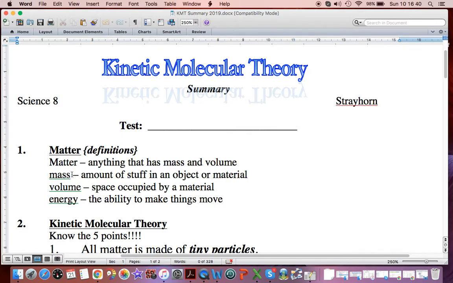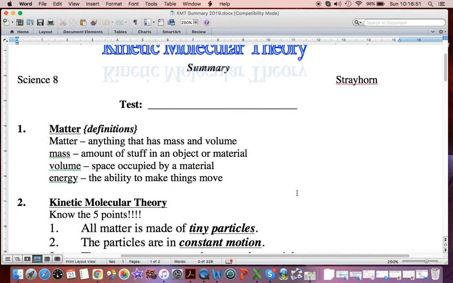So, we define matter as anything that has mass and volume. We define mass as the amount of stuff or material in an object. Volume is the space occupied by that material. And energy happens to be defined as the ability to make things move, and that's something you'll encounter in grade 10.